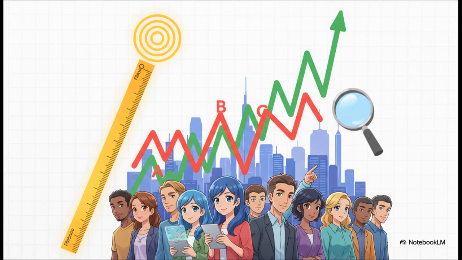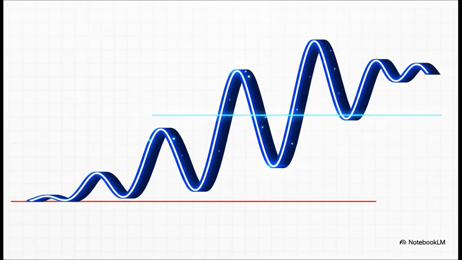So if Fibonacci is like a fancy ruler, then Elliott wave theory is a full-blown roadmap of the market. The core idea is that market psychology isn't chaotic. It moves in a predictable rhythm. You get 5 waves pushing in the direction of the main trend, followed by 3 waves that correct against it. The theory is, if you can figure out which wave you're currently in, you have a pretty good shot at predicting what's coming next.